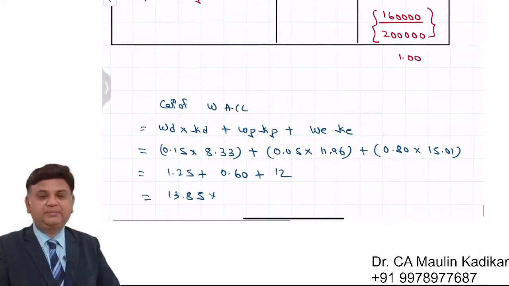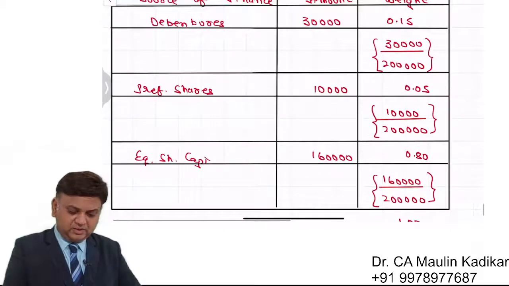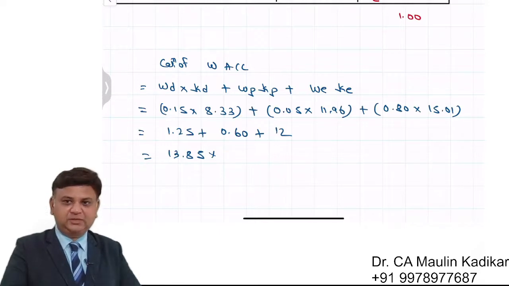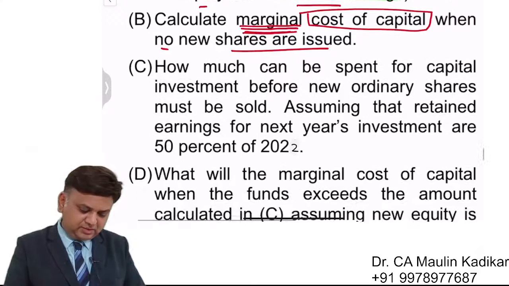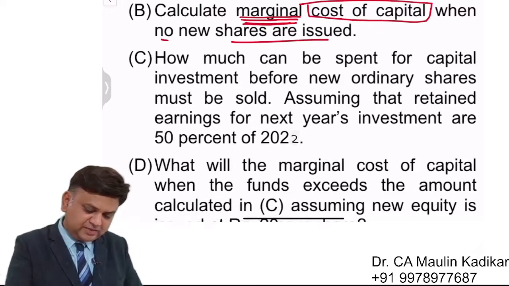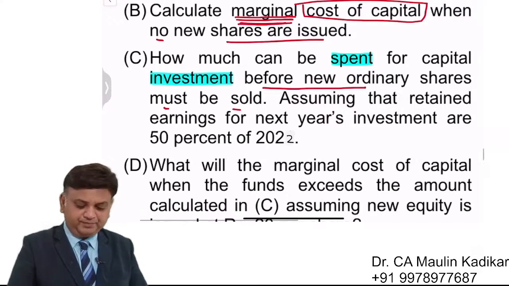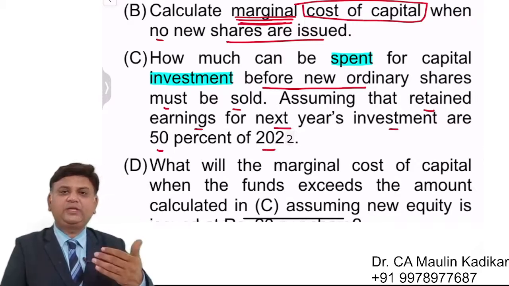So till the time the company is issuing new equity shares, the company is required to earn at least at the rate of 13.85% from the project. I want somebody of you to answer the question in the chat box. How much can be spent for capital investment before new ordinary shares must be sold. Assuming that the retained earning for the next year's investment are 50% of 2022 earning.